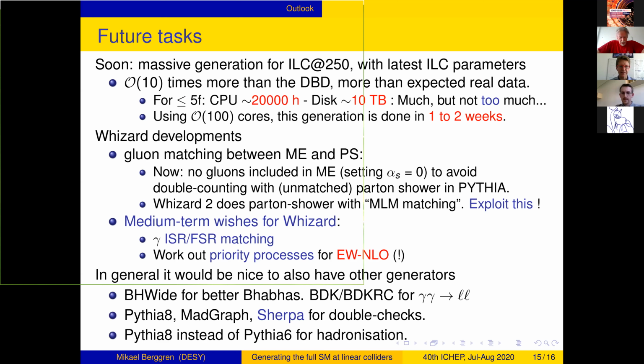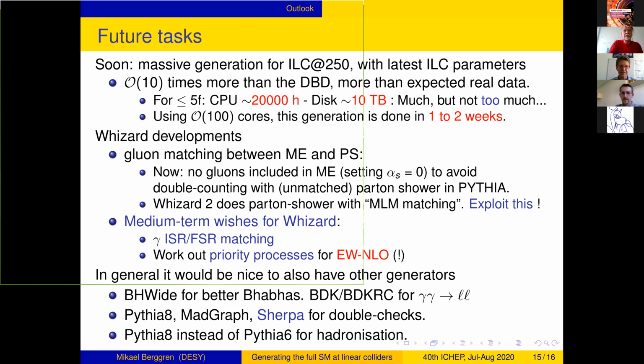And in general, it would be nice to have other generators. We are following advances in other alternatives and/or specialized codes. And in particular, Sherpa is advancing in the direction of being used for linear colliders.